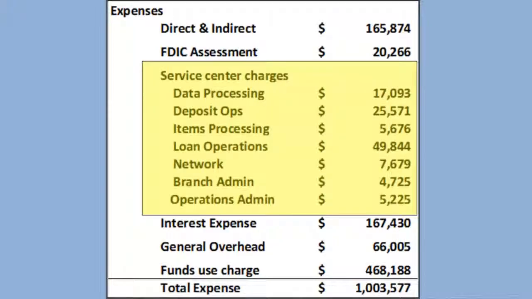So you see, data processing is charged out based on the number of loan and deposit accounts that are in that branch. Deposit ops, that's the backroom bookkeeping, and that's charged out based on the number of deposit accounts that that branch services. Item processing, that's deposit accounts only, and in some cases we add transactions or not, typically just the accounts. Loan operations, the same way. Network, a new thing in the world.